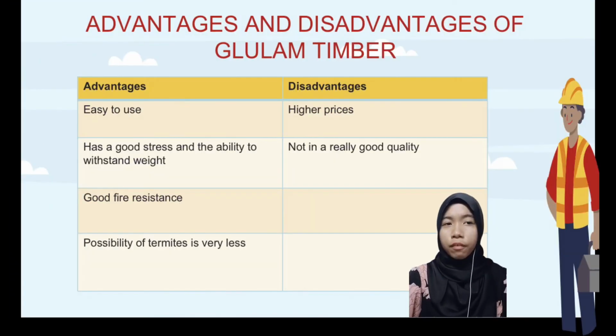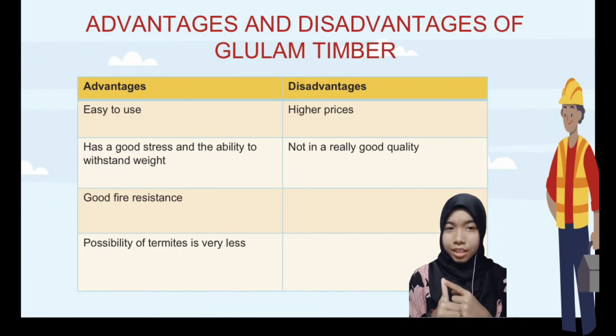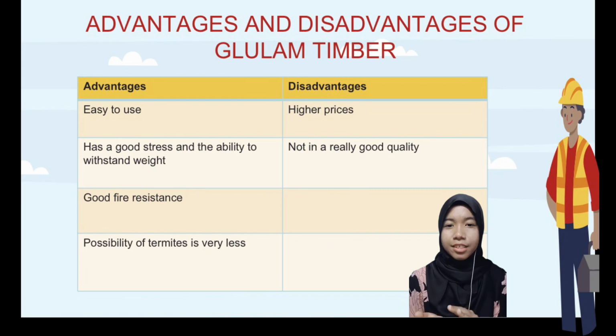The advantage of glulam timber is, first, easy to use. Second, has a good strength and the ability to withstand weight. Third one is good fire resistance. And lastly, the possibility of termites is very low. And the disadvantage is it has a higher price and not really good quality.